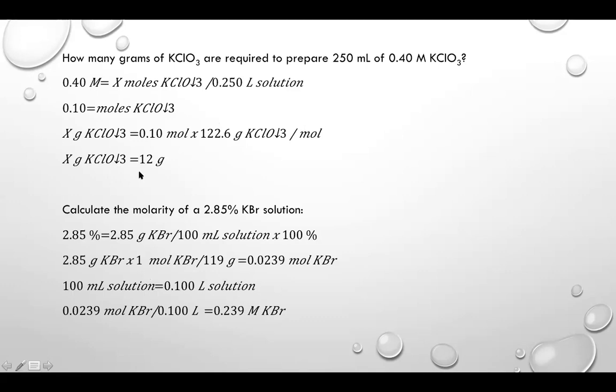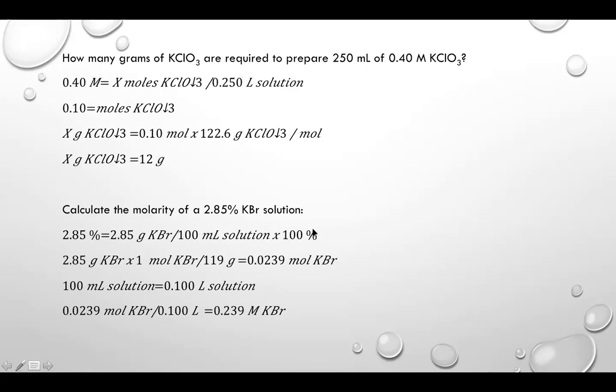And now we can also do this with the percentage, so going from a percent solution to the molarity. So we'll use our percent solution equations that we learned in a few slides back. We know that we have 2.85% potassium bromide. And we'll just say that we have 100 mils of solution. So we know that for this, we have grams per mil. So we have 2.85 grams of potassium bromide divided by 100 mils of solution times 100.